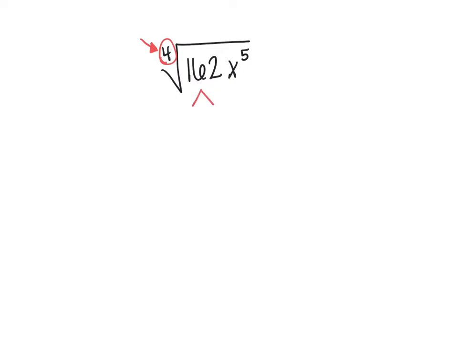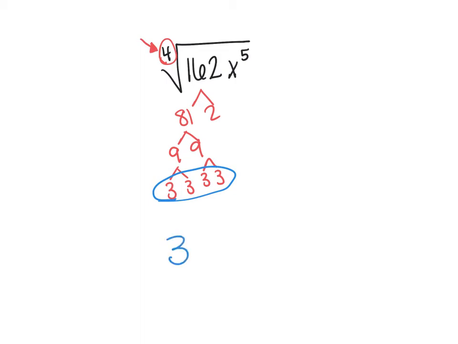So 162 is 81 times 2. 81 is 9 times 9. And the 9s can be broken down into 3 times 3. So again, fourth root, I'm looking for groups of 4 from my prime factors. So here's a group of four 3s. This 2 does not fit into a group of 4, so it's going to remain underneath the fourth root. Because this was a group of 4, I got to bring out a 3.